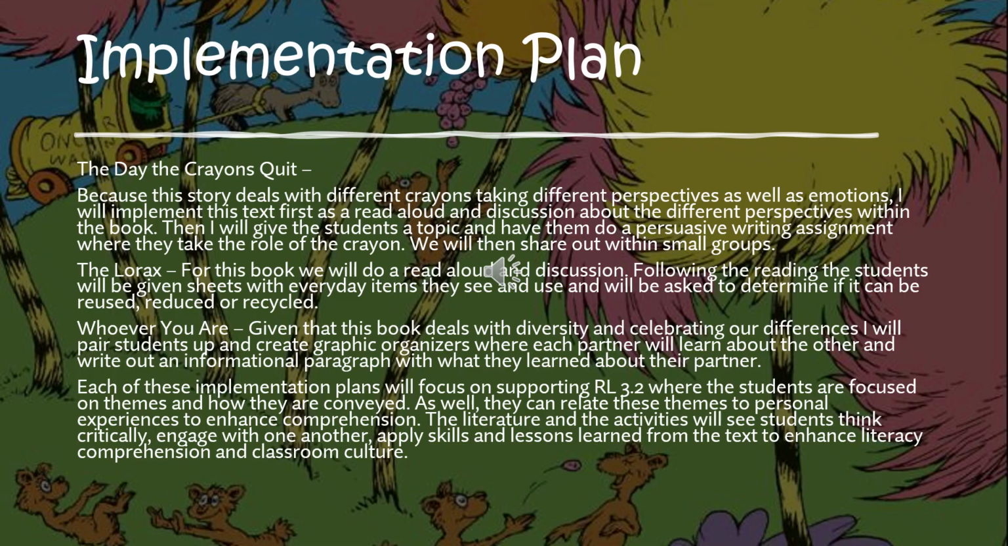Each of these implementation plans will focus on supporting RL 3.2, where the students are focused on the themes and how they are conveyed. As well, they can relate these themes to personal experiences to enhance comprehension. The literature and activities will see students think critically, engage with one another, apply skills and lessons learned from the text to enhance literacy comprehension and classroom culture.